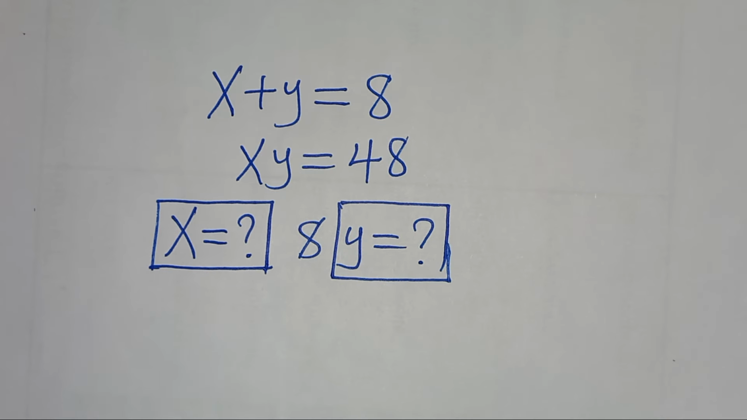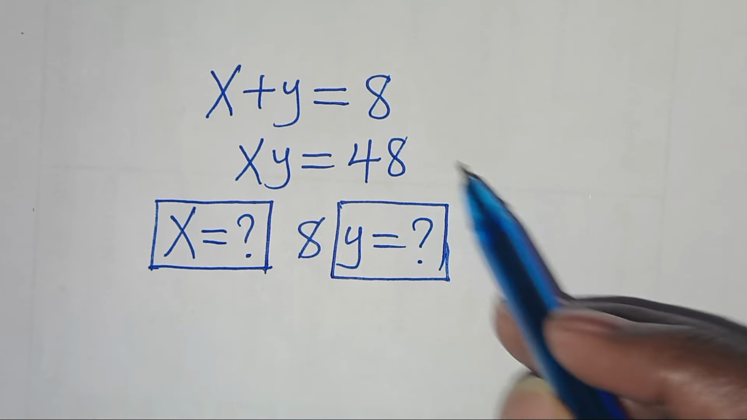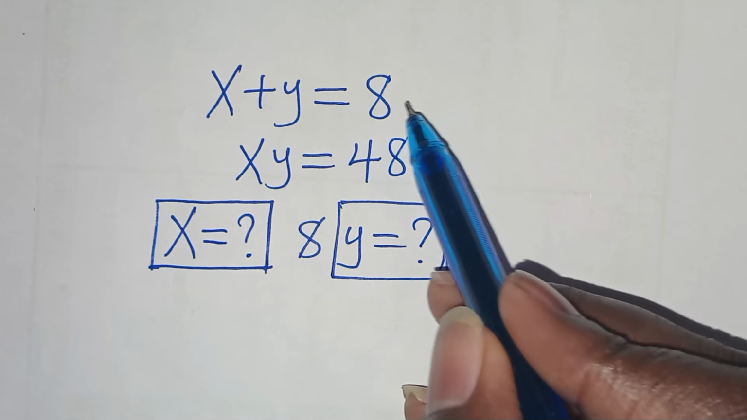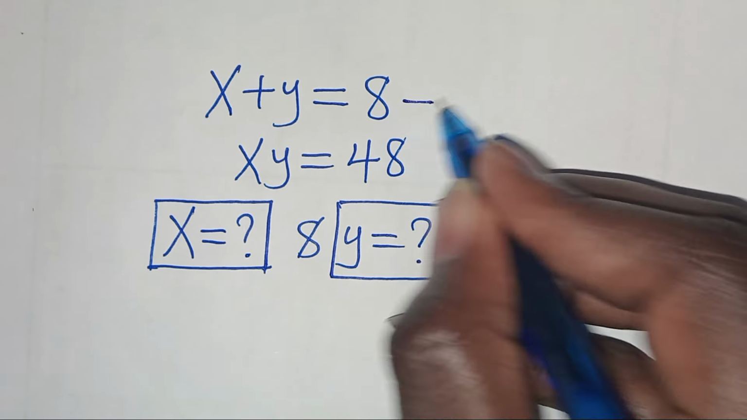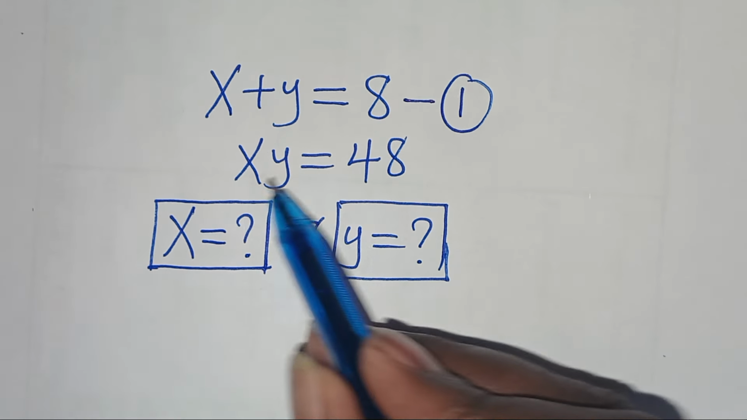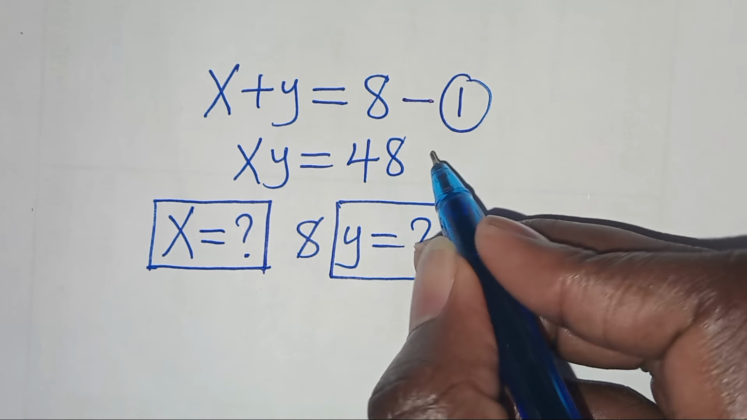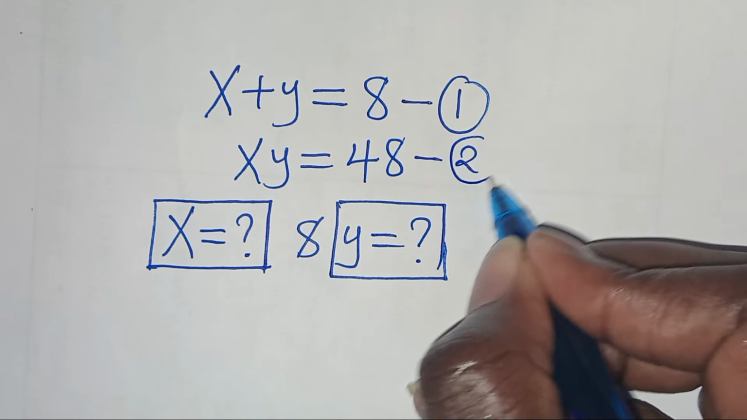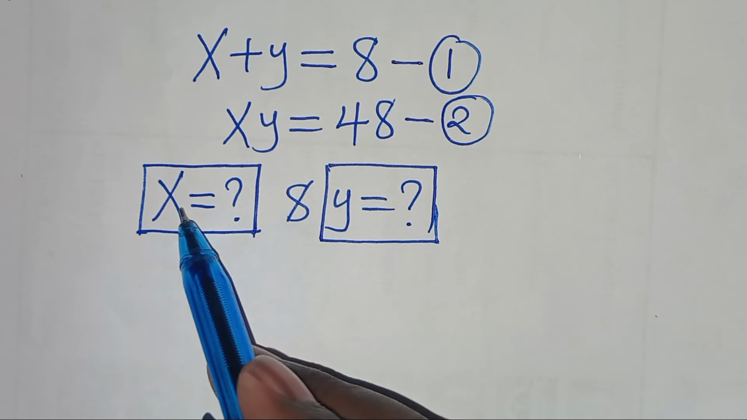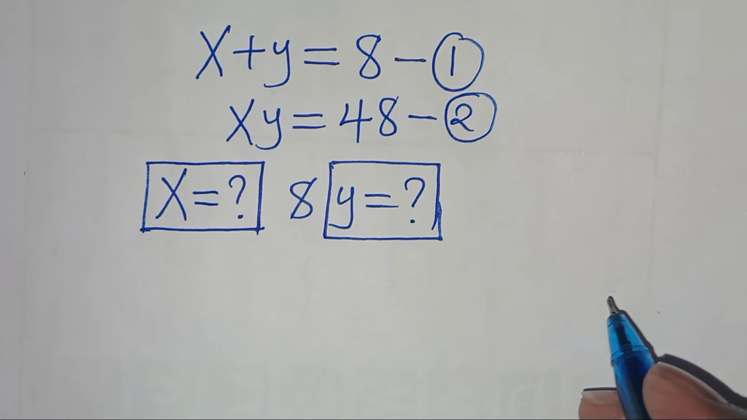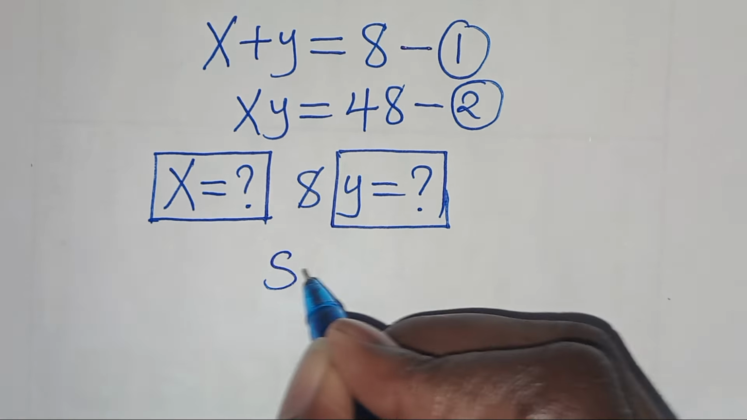Everyone, you're welcome to solve this nice algebra problem, which is x plus y equal to 8. Let's call this equation 1, and x times y is equal to 48. Let's call this equation 2. So what is the value of x and what is the value of y? Let's provide a solution from here.